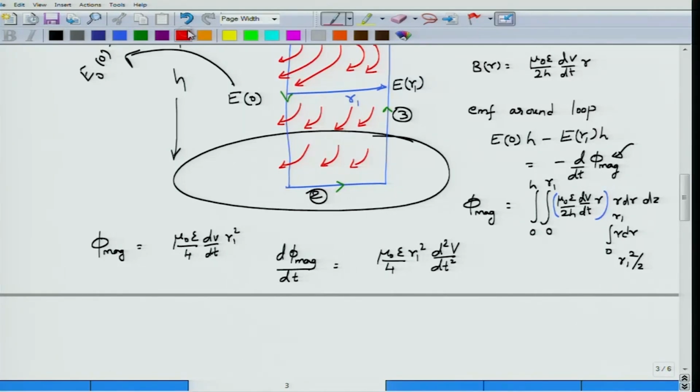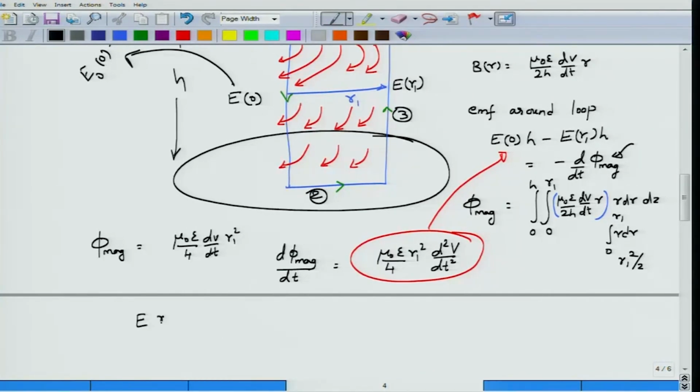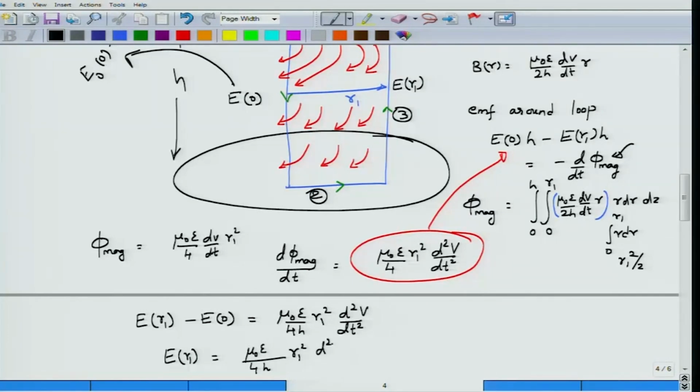This quantity, or the negative of this quantity, must be equal to this E of 0 h minus E of r 1, which will allow me to write down E at r 1 minus E of 0 is equal to mu 0 epsilon by 4 h r 1 square d square V by dt square. In other words, E of r 1 is equal to mu 0 epsilon by 4 h r 1 square d square V by dt square plus E of 0.